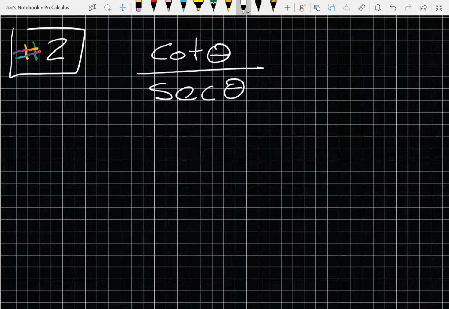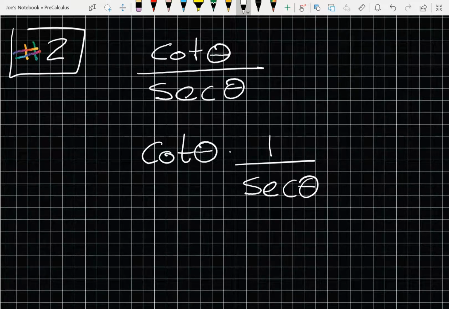I'll do this one, and I'll have you do the next one. So I'm just going to go ahead and rewrite this as two separate factors right now. Instead, you can see it as one term and like a quotient. I'm going to write it as cotangent theta multiplied by 1 over secant of theta.